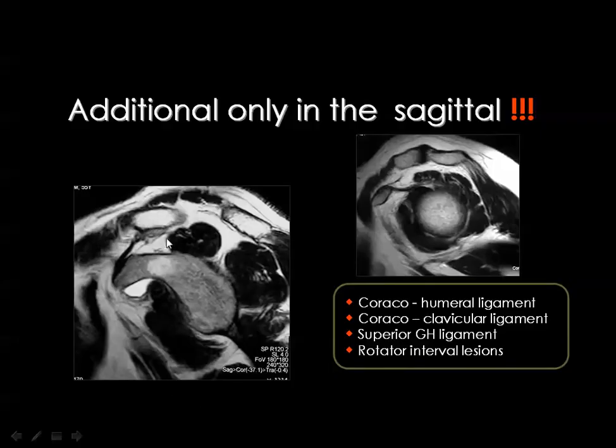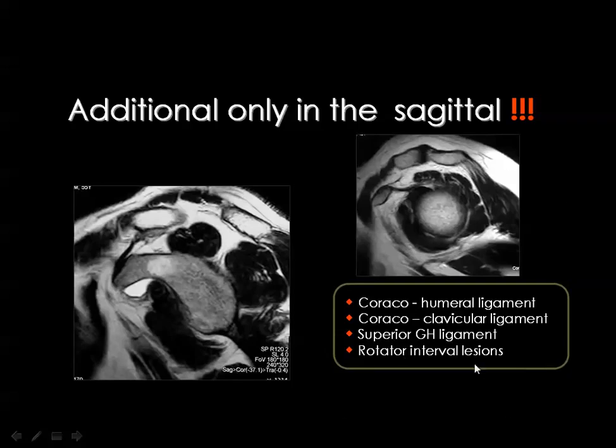And you know that this is the clavicle and this is the acromion, supraspinatus, infraspinatus, teres minor, and this is the subscapularis. And here you see the superior subscapularis recess, which is containing fluid, and this means that the joint is also containing fluid. Then the superior glenohumeral ligament is evaluated in the sagittal images, provided you have an MR arthrogram, as I have mentioned. Then you can also evaluate the rotator interval lesions in this sagittal image.